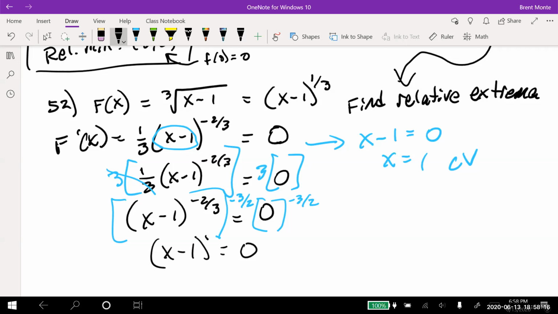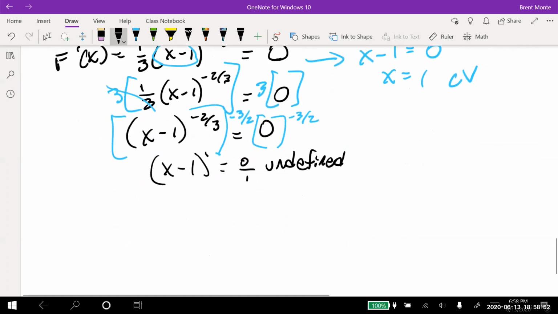Now, I will tell you, literally, it's undefined here. Because when I flip it over, because of that negative exponent, it's actually 1 over 0, instead of 0 over 1, and that's undefined. And I didn't care if it was 0 or undefined. I don't care if the top is 0 or the bottom is 0. Either way, it's going to be a critical value. So that's why I just set it there.